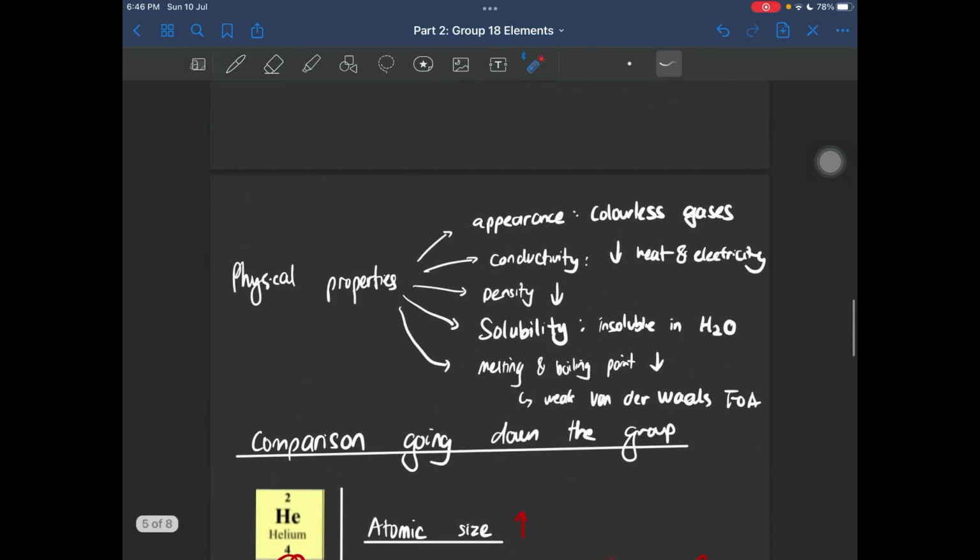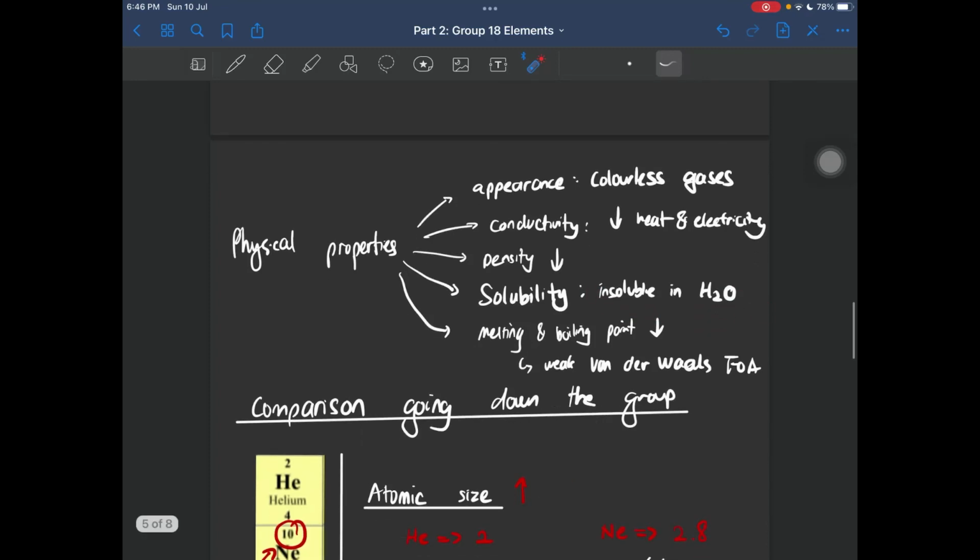And then we have learned the physical properties of group 18 elements, whereby they are colorless gases, they are bad conductors of heat and electricity because they are non-metals, and they have low density because they are non-metals, and they are insoluble in water, and they have low melting and boiling points, and this is because they are non-metals. Therefore, they are held together by weak van der Waals forces of attraction, right?